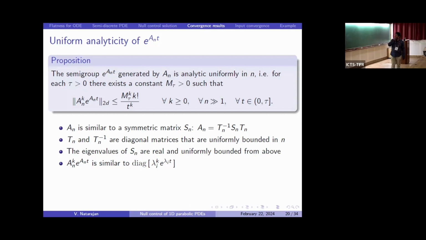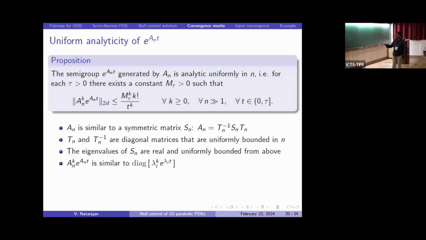So the way the proof of this works is it's actually quite short. You show that A_n is similar to a symmetric matrix. A_n will turn out to be, typically for our system, tridiagonal, and there's a very standard way of showing that tridiagonal systems are similar to symmetric matrices, under some mild conditions. And so we show that it's similar to a symmetric matrix, T_n^(-1) S_n T_n. And interestingly, the similarity transformation you need are diagonal matrices, and there we can show that these are uniformly bounded in n. So the norms of T_n and T_n^(-1) are uniformly bounded in n. The eigenvalues of S_n are real, since it's a symmetric matrix, and they are also uniformly bounded in n from above because of our uniform bound on the growth of e^(A_n t).